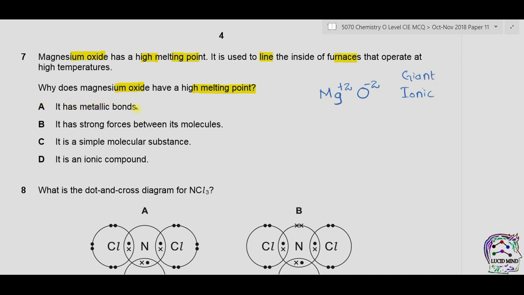A, it has metallic bonds. Now this is not a metal, it is ionic compound, so therefore this is wrong. B, it has strong forces between its molecules. Magnesium oxide is not comprised of molecules, it is comprised of positive and negative ions. C, it is a simple molecular substance. This is also incorrect because it is giant ionic substance. D, it is an ionic compound. This is true statement. Correct answer is therefore D.